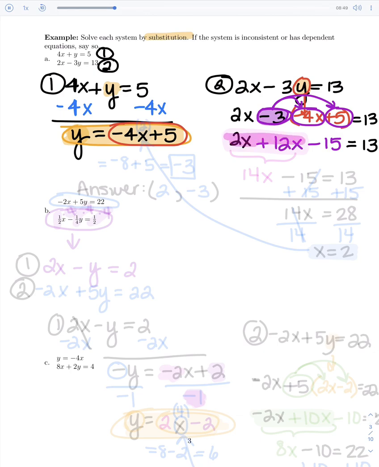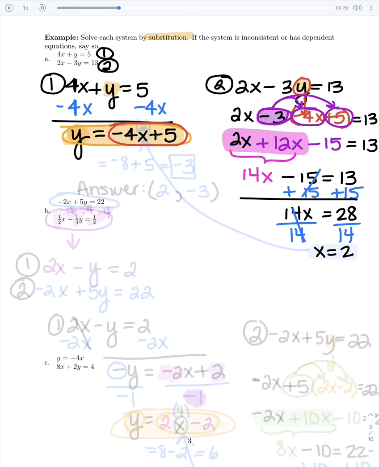Now we can combine like terms. The 2x and the 12x are like terms that can just be added normally because they are on the same side. That will get me a 14x. We still have the minus 15 equals 13. So we can keep on solving this like we would a normal equation by adding the 15 to both sides. That will get me a 14x equals 28. Then I can divide both sides by 14, and that will get me x equals 2.